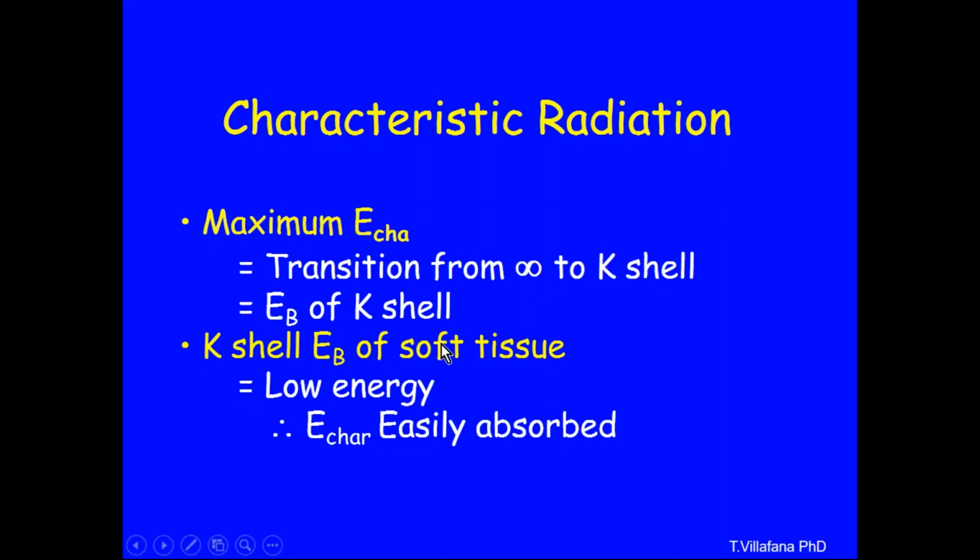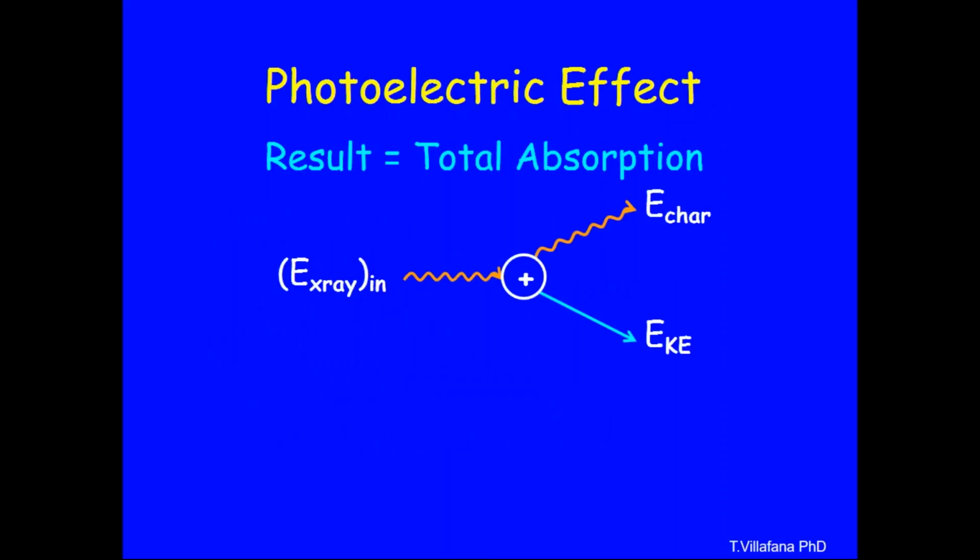And if you're looking at soft tissues, that binding energy is very, very low, less than 1 keV for typical soft tissues. Remember, soft tissue elements are things like hydrogen, oxygen, carbon, etc. And so characteristic radiation is easily absorbed. Wow. Now we can say that not only is that kinetic energy of the electron totally absorbed going into dose, but now the characteristic radiation is totally going into dose.